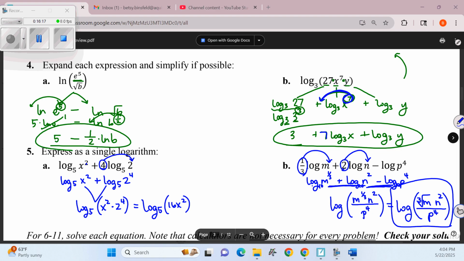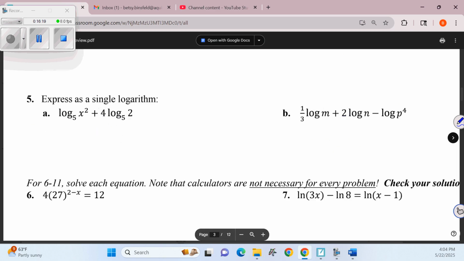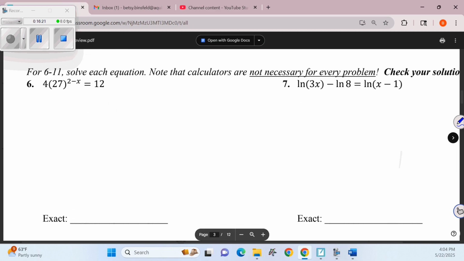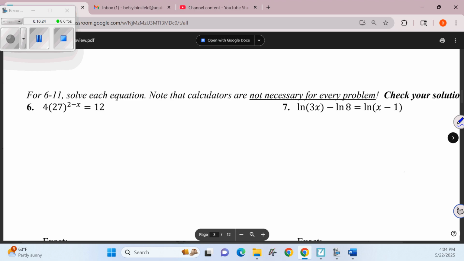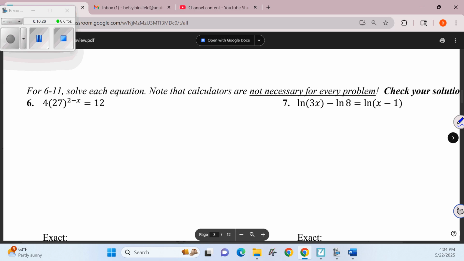Okay, let's move down to 6 through 11. This is kind of a long page here. Let's do 6 and 7 on this page. Remember, there's really 2 cases when we're solving exponentials and logs. There's 2 cases for exponentials, 2 cases for logs. In an exponential, we always want to see if we can get the bases to be the same. So let's start by dividing off the 4 and look at our bases alone.